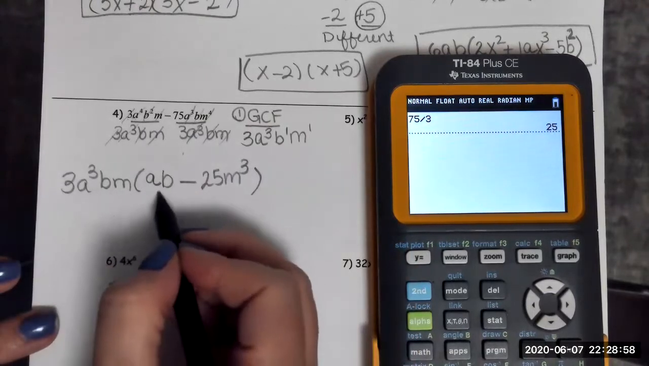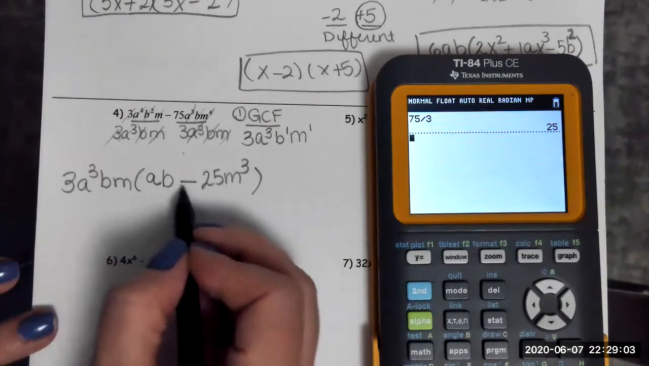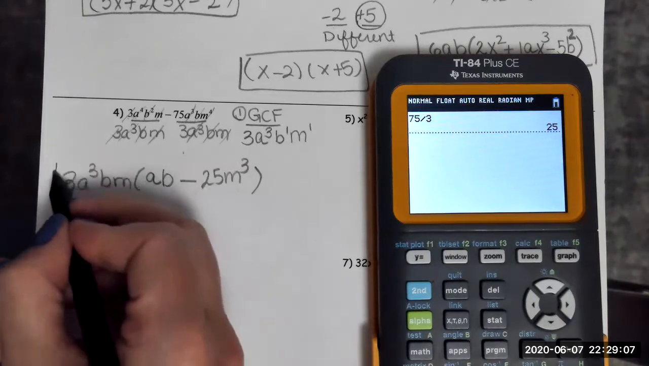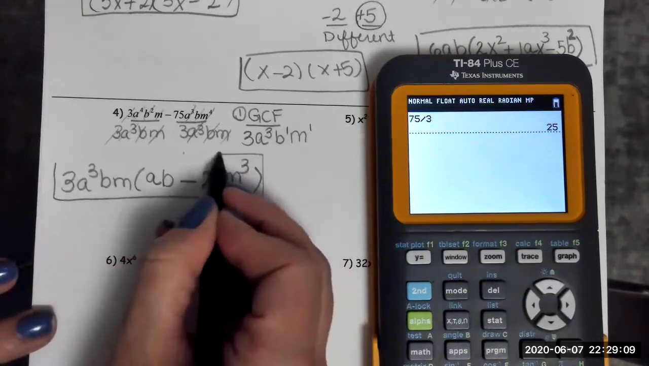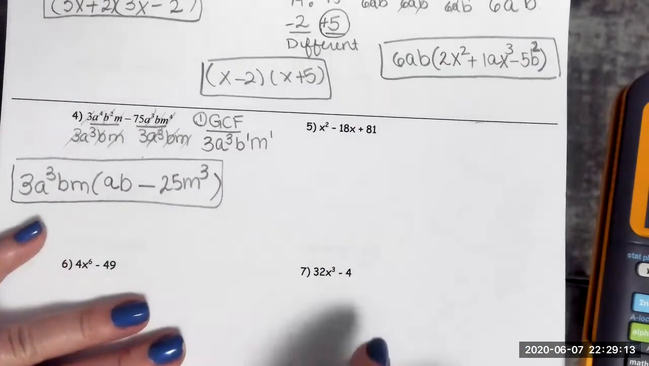And let me just check. I want to make sure that there's nothing else I can do. Can I do a GCF? Nope. Definitely not a dots and definitely not a trinomial, so it's not a Ma method. I'm done with number 4. Moving on to number 5.